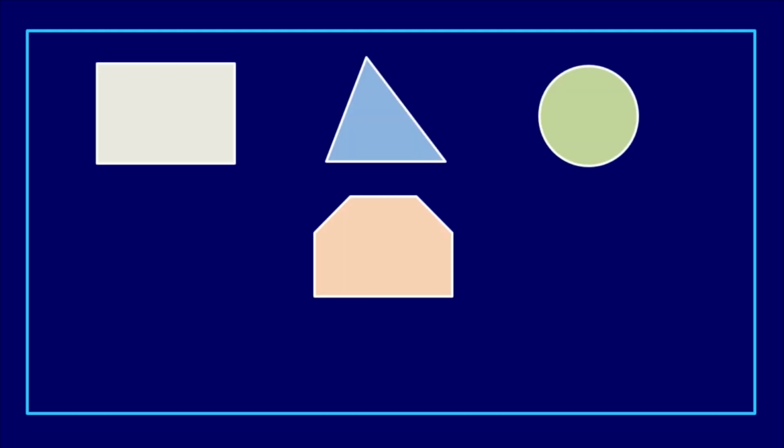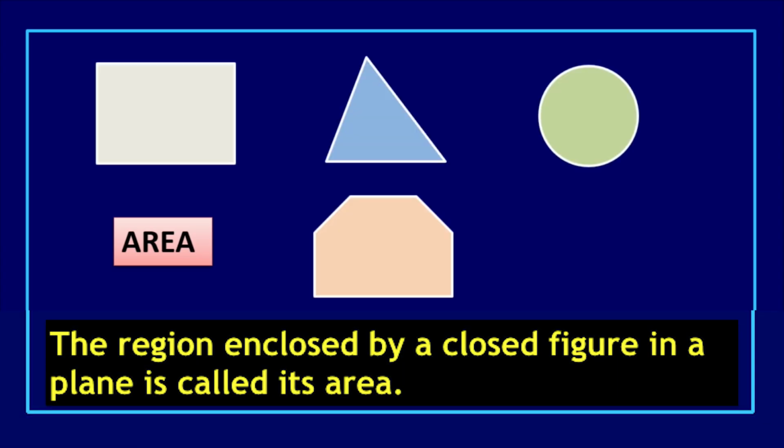Okay children, let's see. So look at the images shown on your screen children. Yes, these are all plane figures, isn't it children? And all the plane figures are occupying some surface, isn't it children? Now if you place all these plane figures on any flat surface, it will occupy a certain region. So we call it as area. Whatever the region it has occupied, that we call its area. So the region enclosed by these closed figures is called its area.